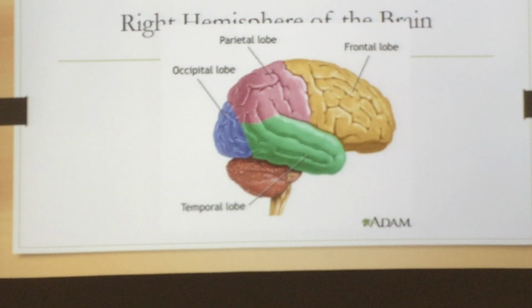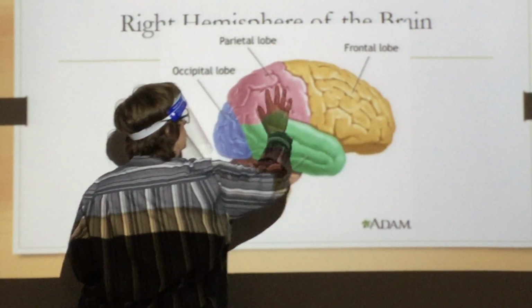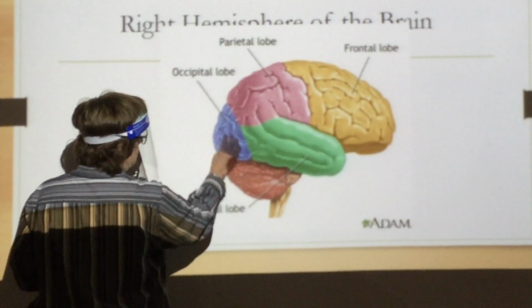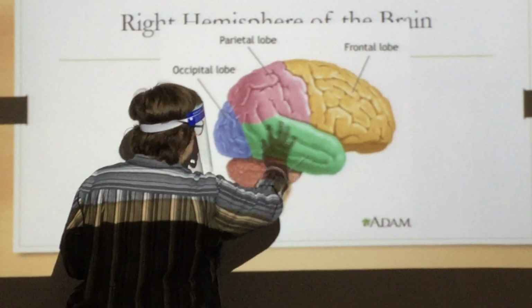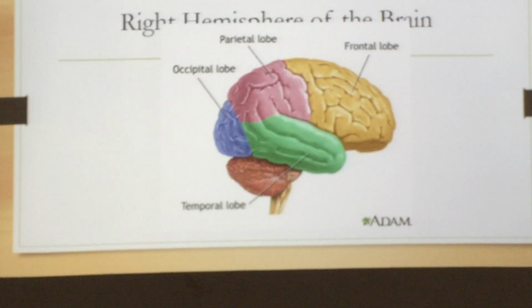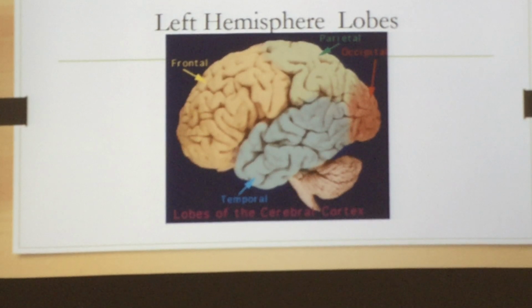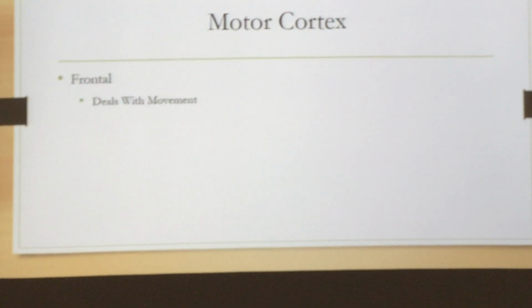Here we have the right hemisphere of the brain, and again, the frontal, the parietal, the occipital, and the temporal. The cerebellum is not considered a lobe. Again, now here on the left side, you have the frontal, the parietal, the occipital, and the temporal. Motor cortex deals with movement. Okay.